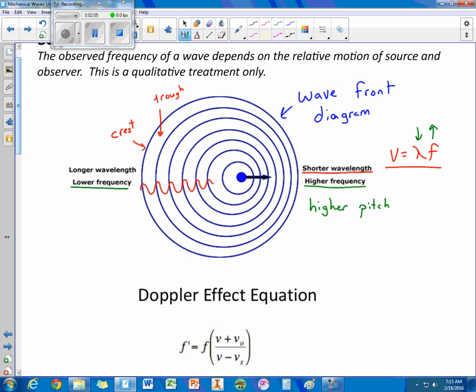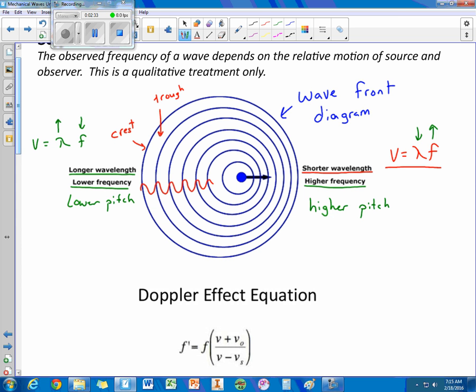A lower frequency, so on this side, a longer wavelength. So if the wavelength goes up, the frequency must go down. A longer wavelength means a lower frequency, which is a lower pitch. I've got a demonstration. I'll show this to you in class. But it's a really cool phenomenon.